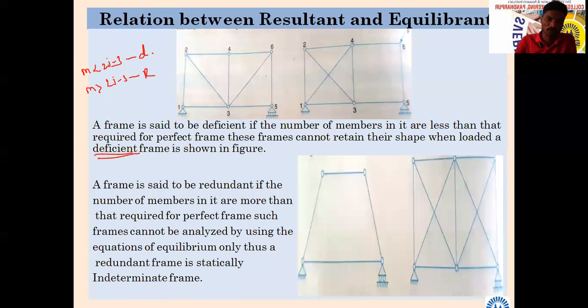So let us see for this equation. Who will tell me the number of members and the number of joints? M is equal to and J is equal to, for this figure. How many members are there? 1, 2, 3, 4, 5, 6, 7, 8, 9. 9 members are there. Joints now: 1, 2, 3, up to 6. Okay, 6. Put in the equation and check what is happening.